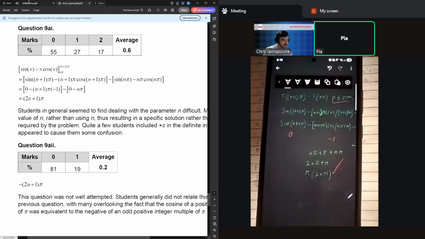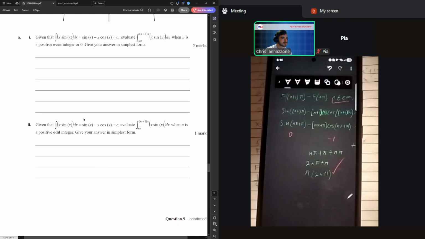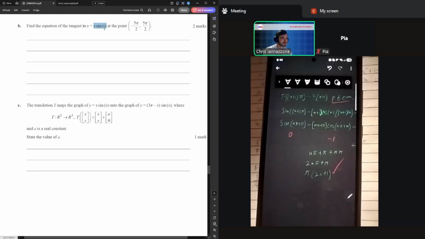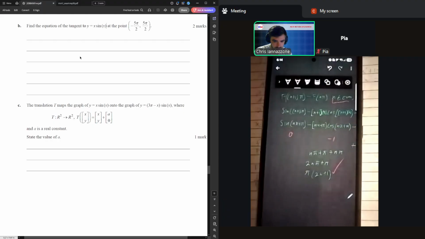All good. Nice. Okay, find the tangent to x sine x at that point. That's going to be chill. Wait, maybe. Oh yeah, because tangent is differentiation. We can differentiate this, that's fine. Solving tangents, what do we have to do?